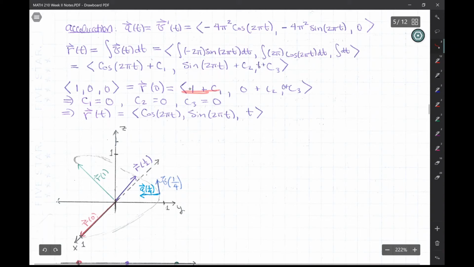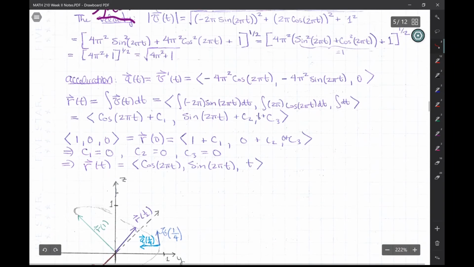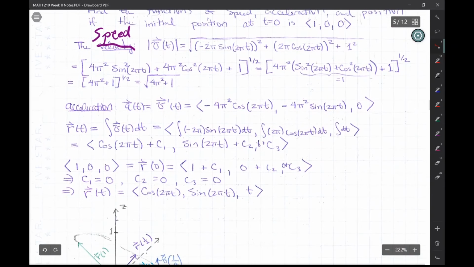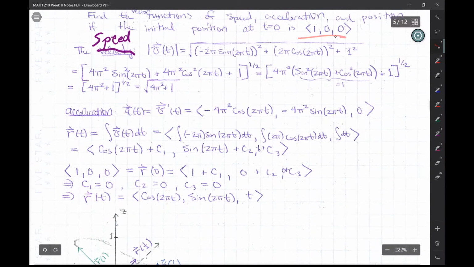So c1 plus 1 equal to 1 implies that c1 is equal to 0. And c2 is equal to 0 and c3 is equal to 0. Here, if you coincidentally left out the constants, you'd still get the right answer. But that's just a coincidence because it happened to be that the constant vector should be 0 in order to match this initial condition. You can't take that for granted, though, in general.